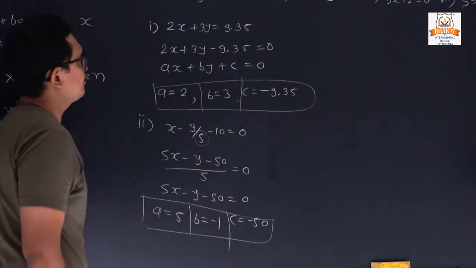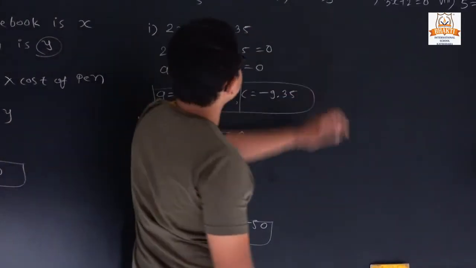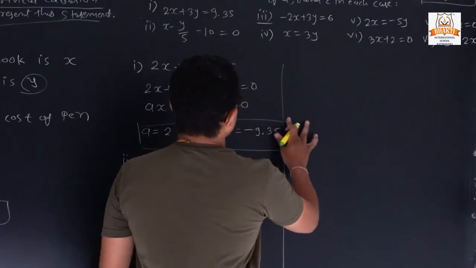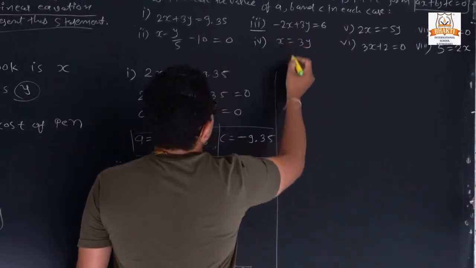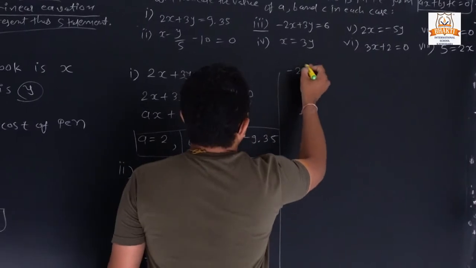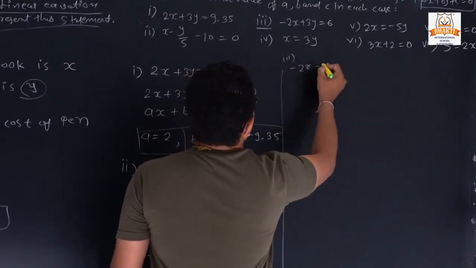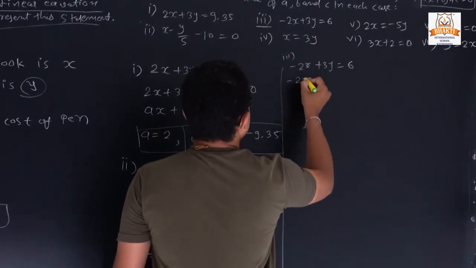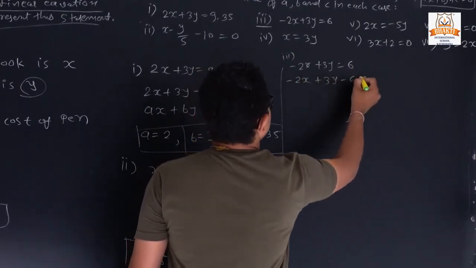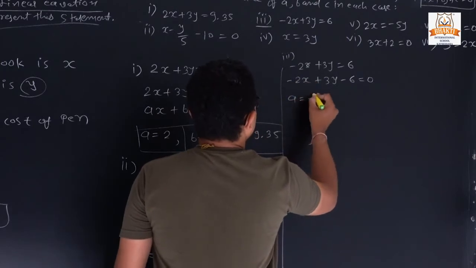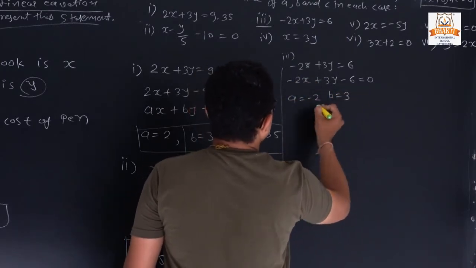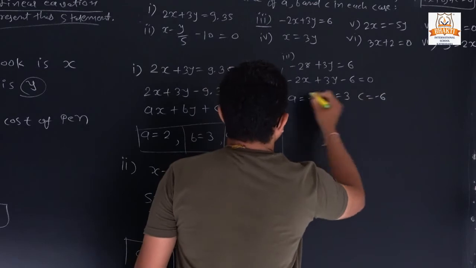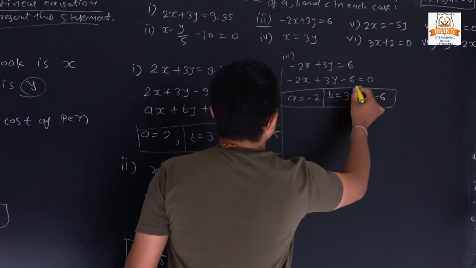Now next, question number 3. So in question 3 they are saying what? Minus 2x plus 3y is equal to 6. So that 6 is going to the second side, so it becomes minus. So what is the value of a? Minus 2, b is 3, and c is equal to minus 6.